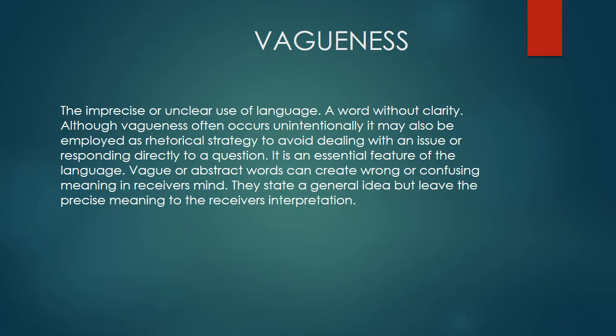Next is vagueness, the imprecise or unclear use of language, a word without clarity. Although vagueness often occurs unintentionally, it may also be employed as a rhetorical strategy to avoid dealing with an issue or responding directly to a question. It is an essential feature of language. Vague or abstract words can create wrong or confusing meaning in the receiver's mind. They state a general idea but leave the precise meaning to the receiver's interpretation.